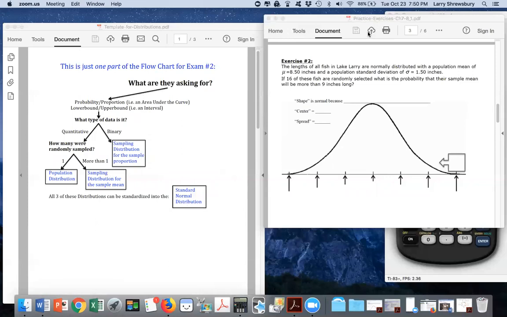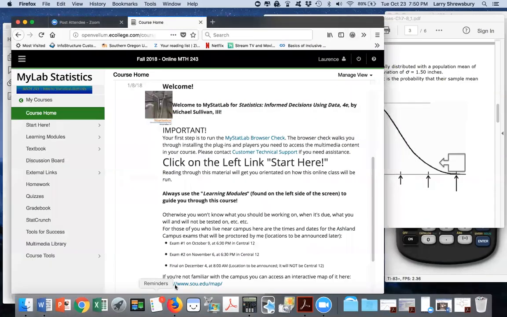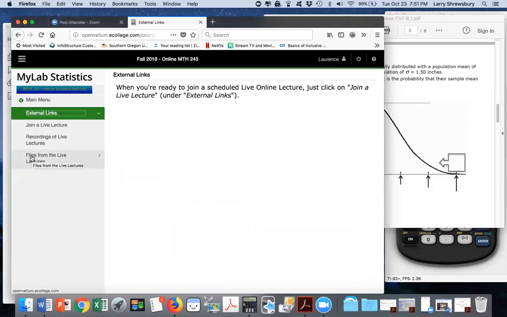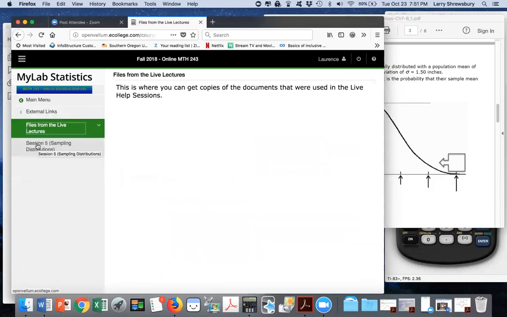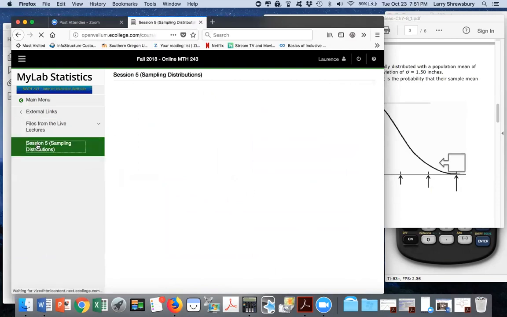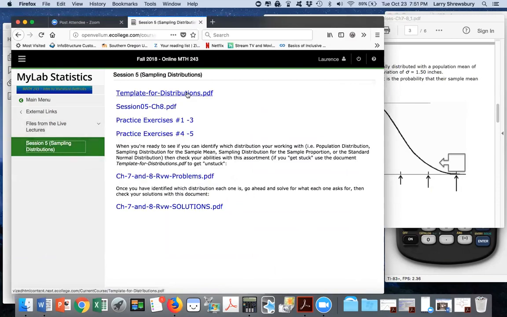Where can I find the blank template for distributions? You should have gotten an email from me this morning when I sent out the reminder. But there's another place you can get it too. So let me just show you where that is. When you go into our website, MyStatLab, click on External Links and click on Files from Live Lectures. And this is session 5. You click there, and there's the template. So you can also get the template right here. Plus these other documents we're going to look at, so you'll be able to access that.